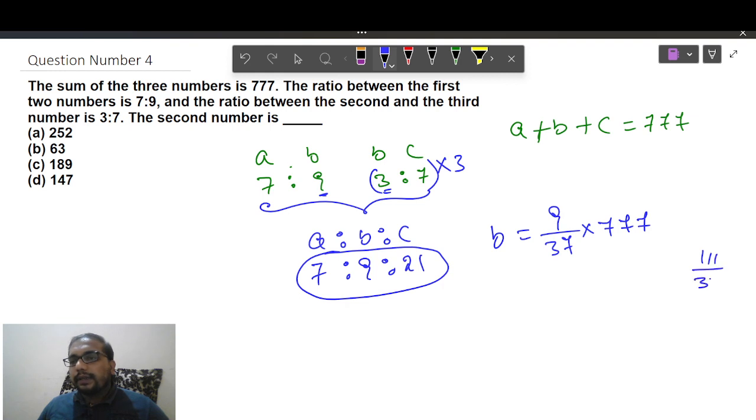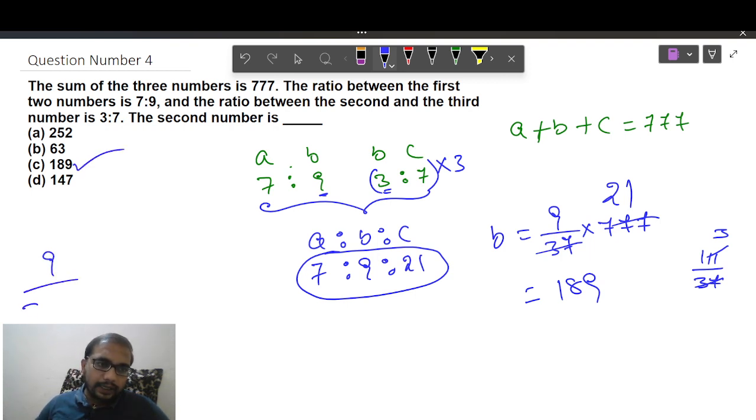In 111, 37 cancels how many times? 3 times. 37 how many times cancels here? 21. 9 into 21 is 189. So your answer is 189. Or 9 by 37 into 777, right?